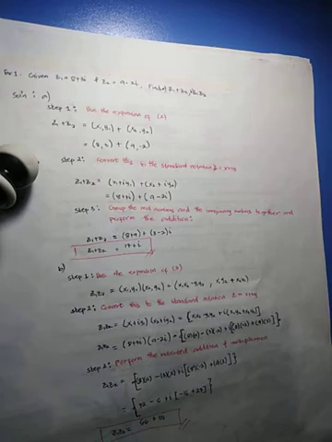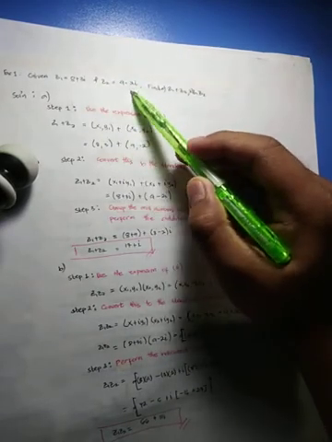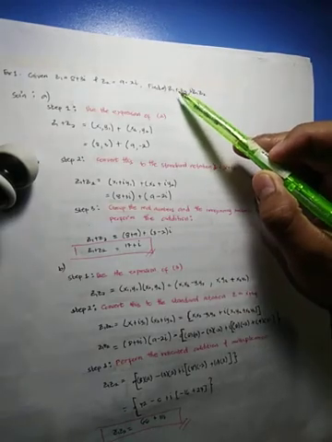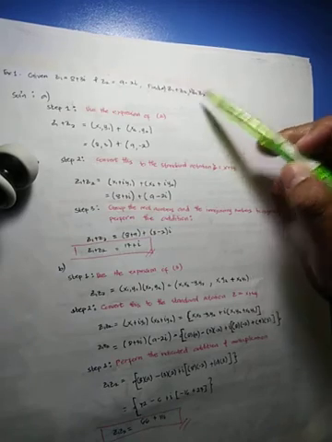Example number one only talks about the addition and multiplication of complex numbers. Given that z1 is equal to 8 plus 3i and z2 is equal to 9 minus 2i, find z1 plus z2 for letter A, and for letter B, z1 multiplied by z2.